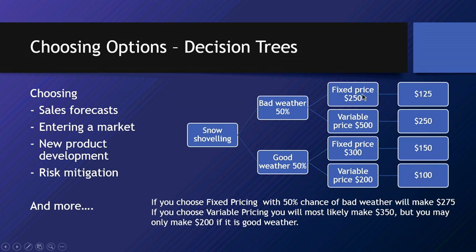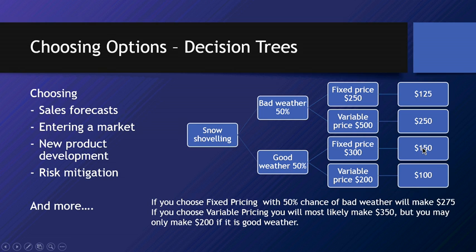Okay, so now that we've identified what's going to happen if it's fixed price or variable prices, and we don't know if it's going to be bad weather or good weather, we can figure out what our probable income would be based on using a decision tree. If it's 50% chance of bad weather and 50% chance of good weather, and these are our various outcomes that could happen, we can multiply the percentage chance of something happening by the outcome amount, and we can see that this is 125, and we do this for all the scenarios.